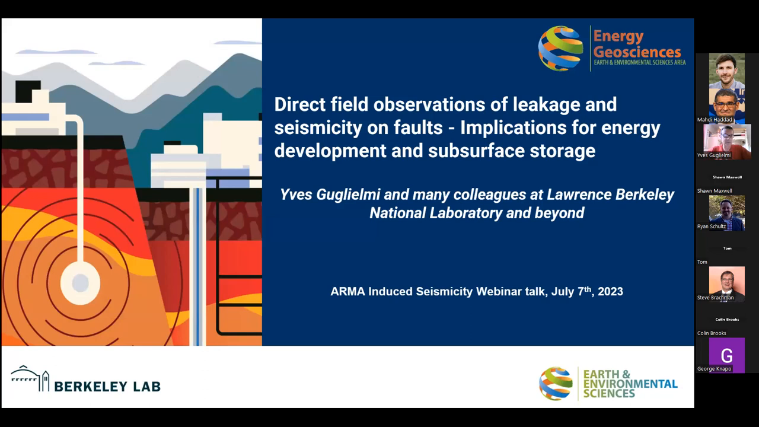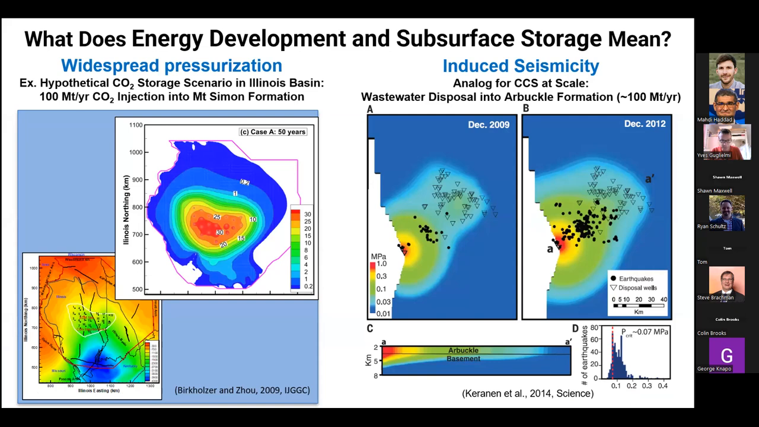So if we start with a very simple slide, and we take the example of, we are at LBNL working quite a lot on the context of CO2 sequestration at depth. And we are moving to the idea that if there are many CO2 injection projects in the same basin, it will obviously induce widespread pressurization of that basin, as you may see on the left of this slide. This actually is a relatively old simulation made by Holzer and others, where they calculated the pressure increase in the injection reservoir.